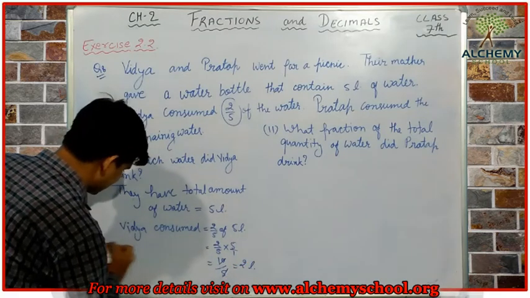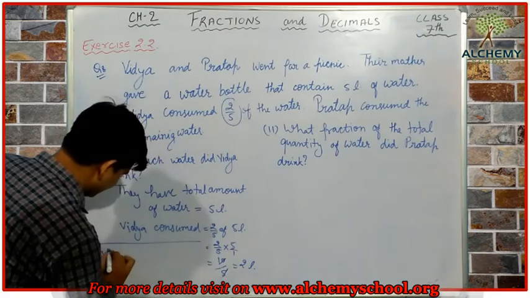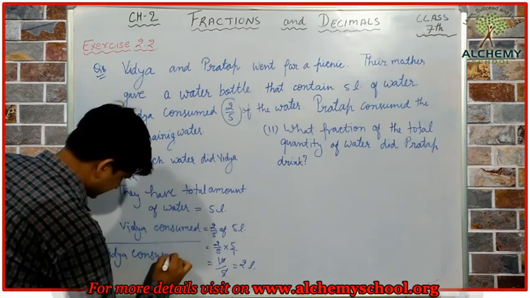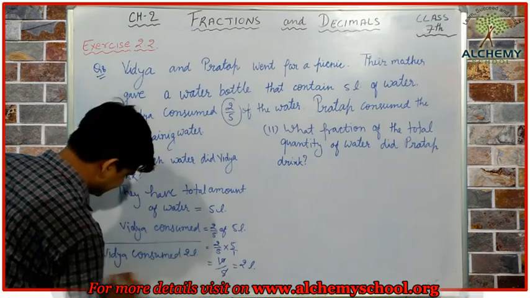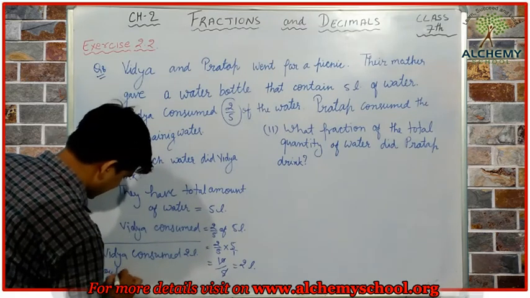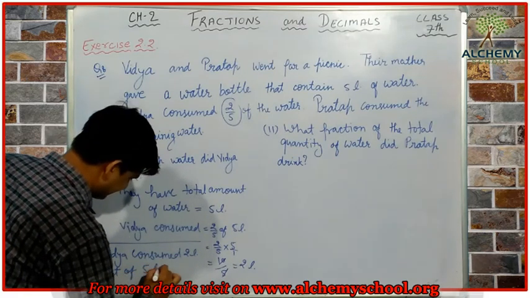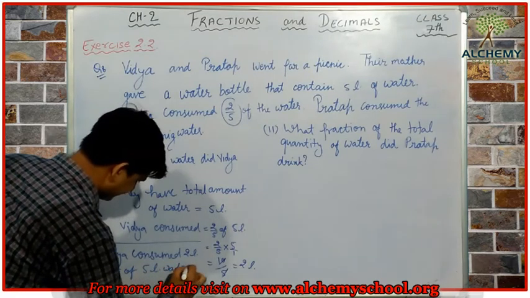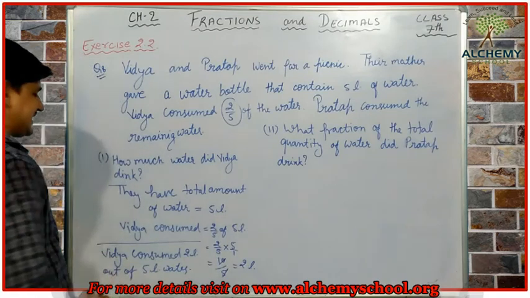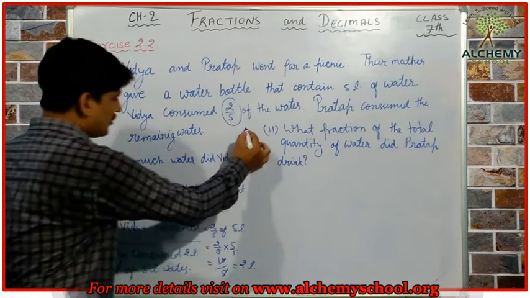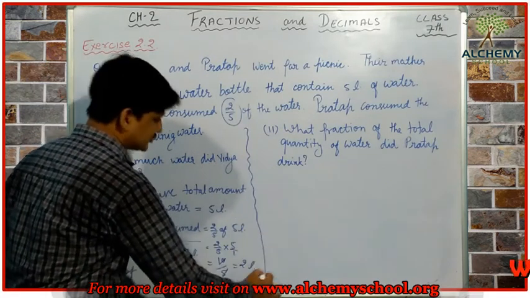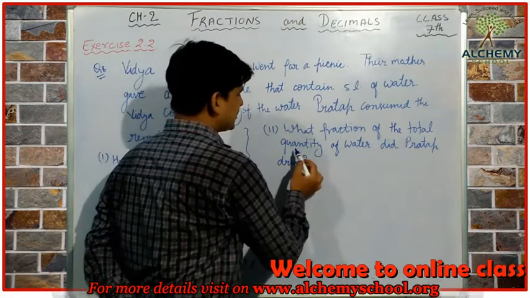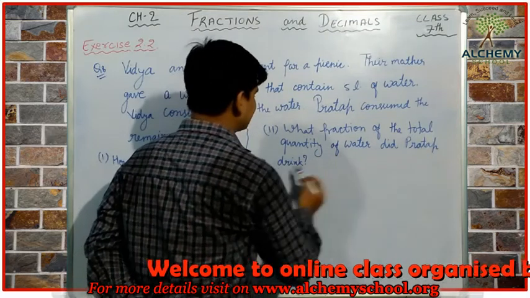So we can write our answer here: Vidya consumed 2 liters out of 5 liters of water. Okay, so this is the answer for the first question. Now let's see what is the next question. The next question is, what fraction of the total quantity of water did Pratap drink?